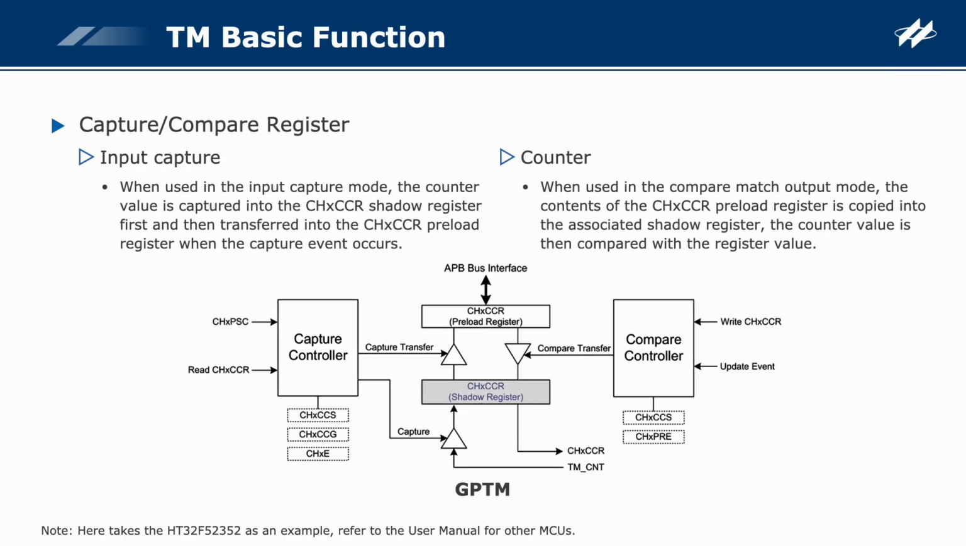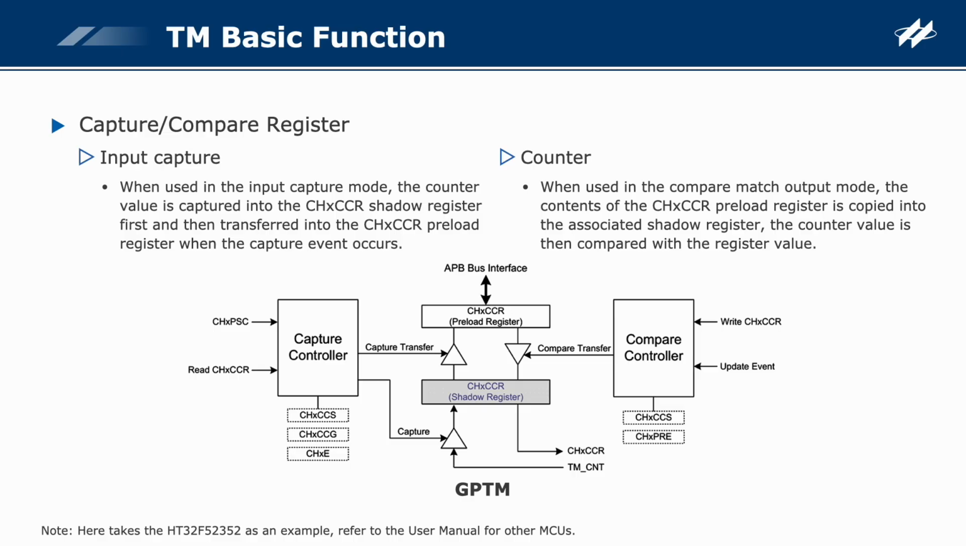The timer capture or compare register can be used for input capture and compare match output functions. The SCTM only has one channel. The PWM does not have the input capture function. The GPTM and MCTM are basically the same. Here, we will take the GPTM timer as an example.